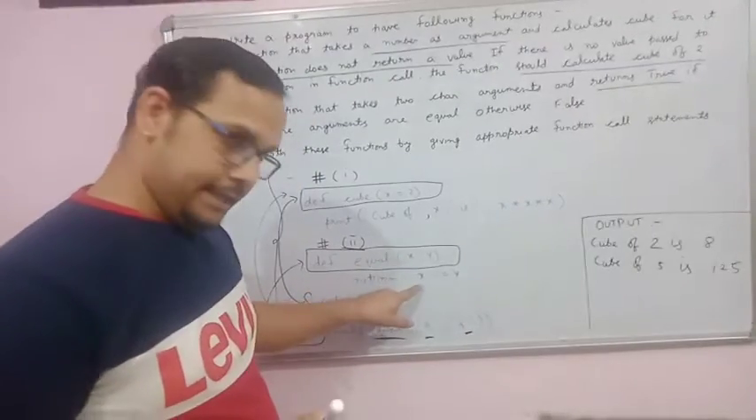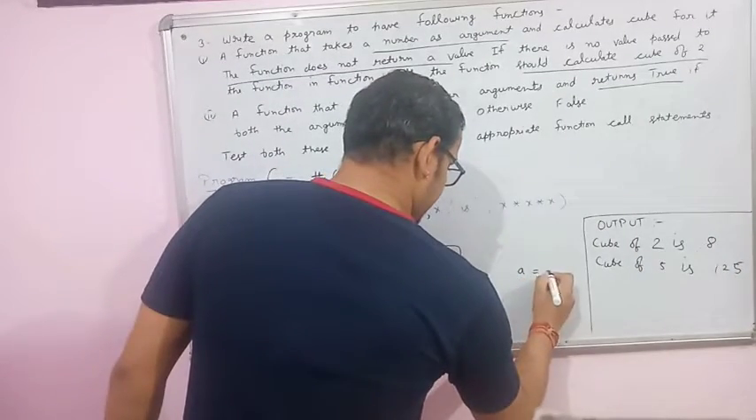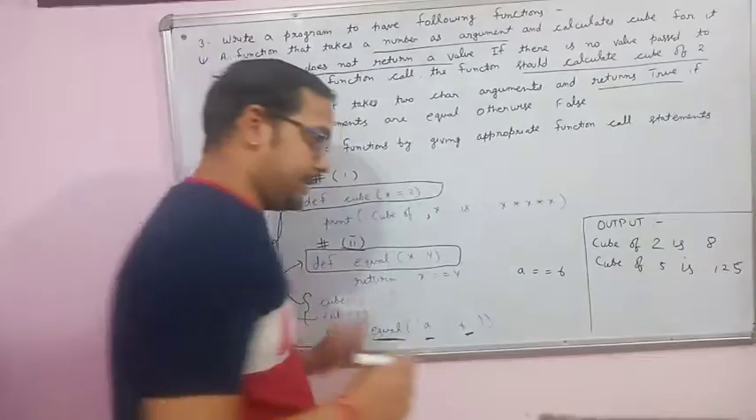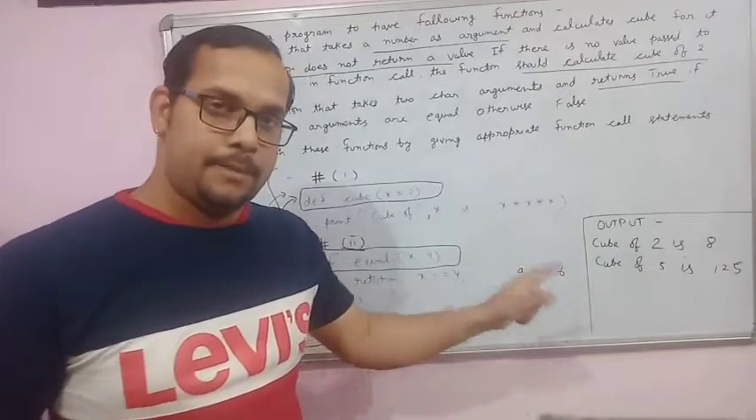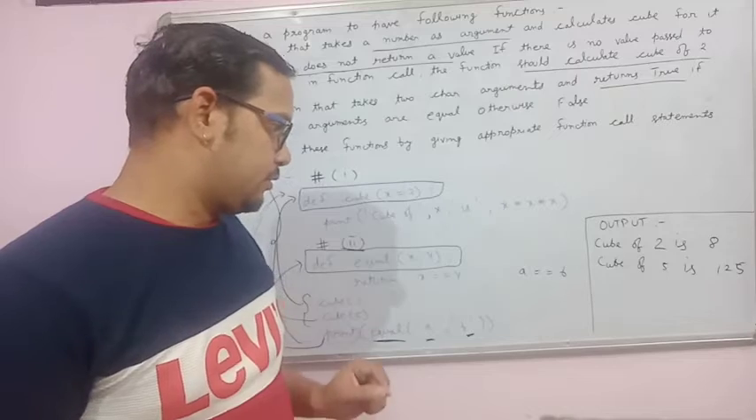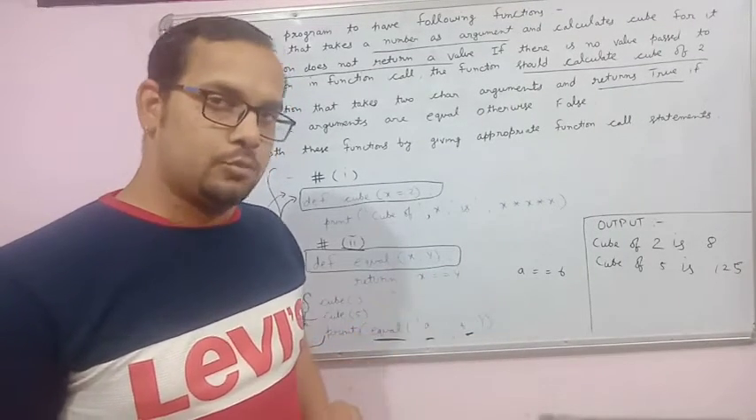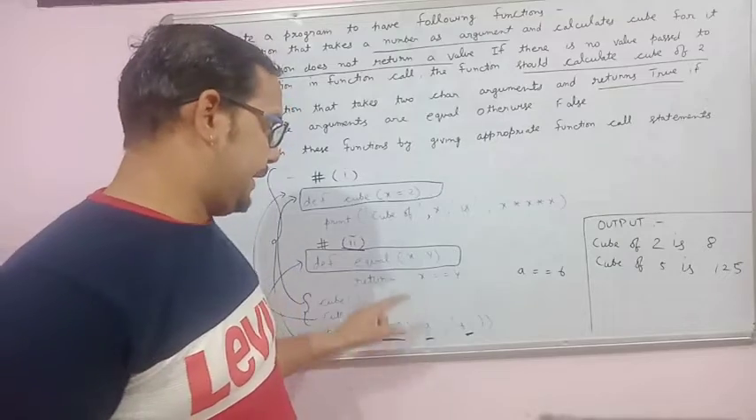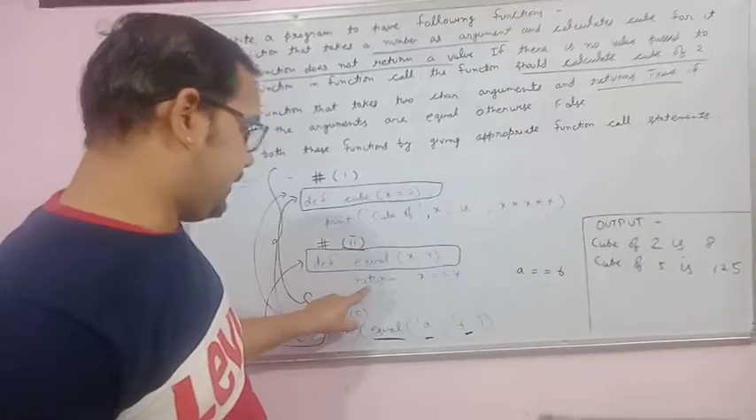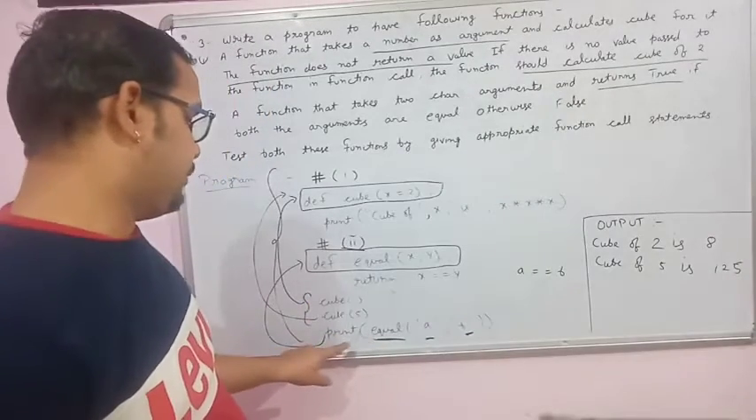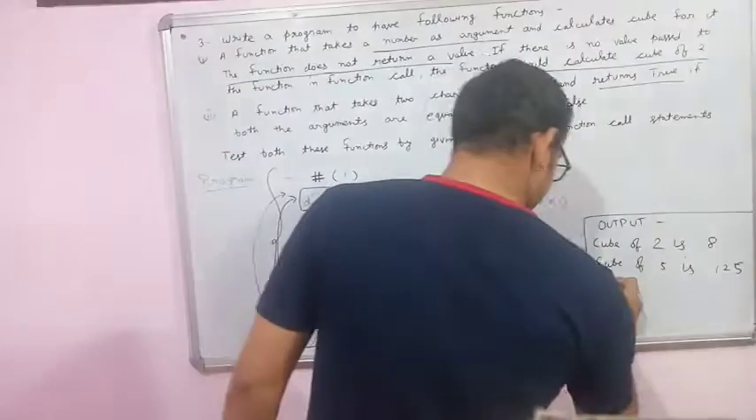The value of x is a, equal to b. Is it true or false? Is a equal to b? No. a is not equal to b, means it will return the answer false. Whatever it returns, it will display with the help of the print statement. Its result is false.